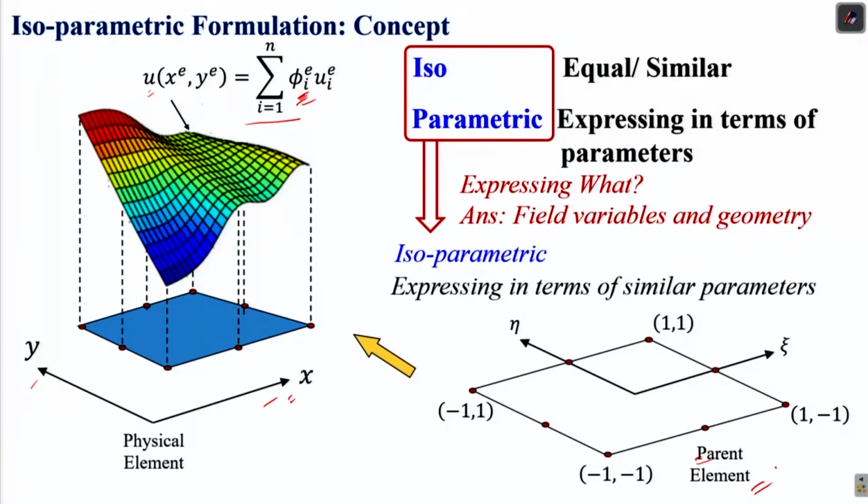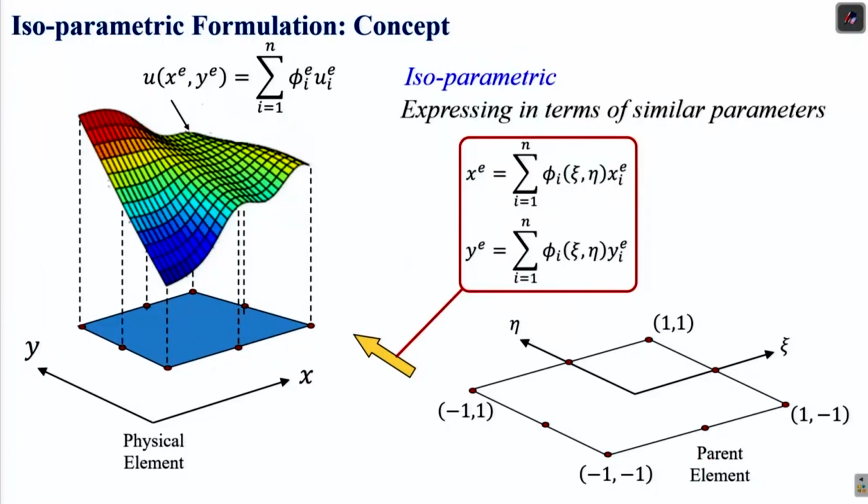Now, this is the geometry of the parent element. The geometry of any element in its physical domain could be anything, right? So this geometry needs to be mapped. The idea is that the shape functions that we are using to approximate the field variable, we use the same shape functions to approximate the geometry. We will see how it is to be done.